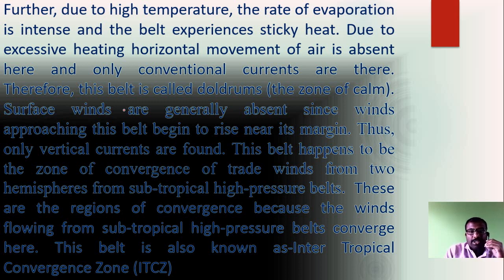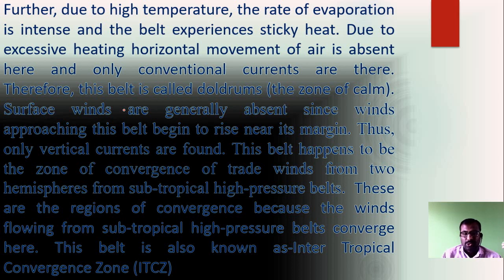Further, due to the high temperature, the rate of evaporation is also intense in the equatorial low pressure belt. The belt experiences sticky heat due to the extensive heating. Horizontal movement of air is absent here, and only convectional currents are there. Therefore, this belt is called the doldrums, the zone of calm. Surface winds are generally absent, since winds approaching these belts begin to rise near its margin. Thus, only vertical currents are found.